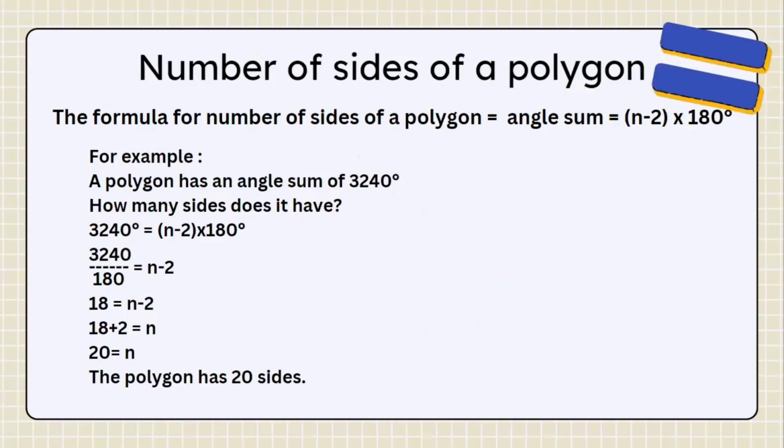Number of sides of a polygon. The formula for number of sides of a polygon is angle sum equals n minus 2 times 180 degrees. For example, a polygon has an angle sum of 3240 degrees. How many sides does it have? 3240 degrees equals n minus 2 times 180 degrees. 3240 degrees over 180 degrees equals n minus 2. 18 equals n minus 2. 18 plus 2 equals n. 20 equals n. The polygon has 20 sides.